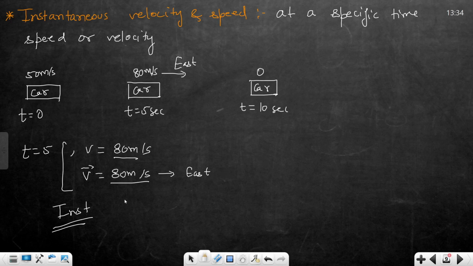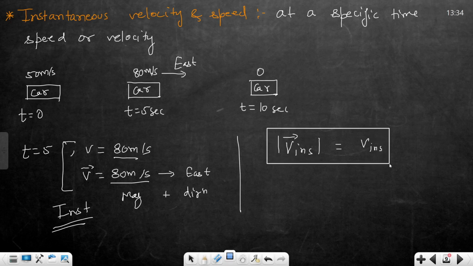Okay, so this is magnitude and this is direction. So velocity will be having magnitude and direction, but both will be having the same magnitude. Clear? So you can write, instantaneous velocity and instantaneous speed will always have the same magnitude. Clear? समझ में आया कि नहीं? Instantaneous velocity and instantaneous speed.